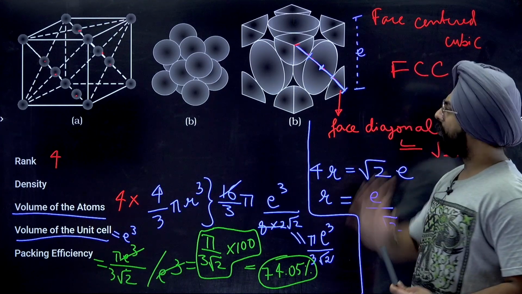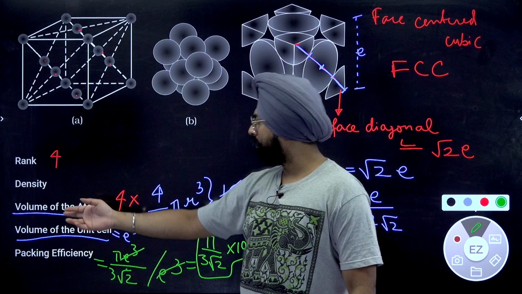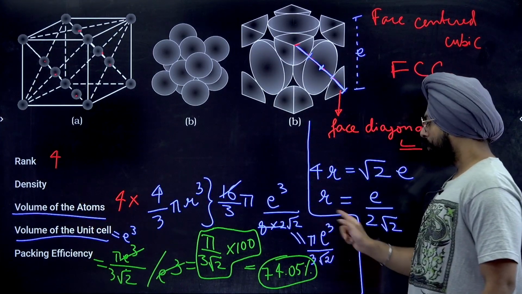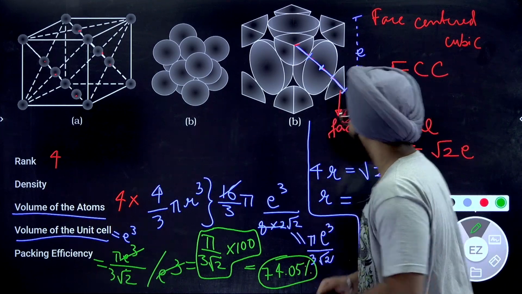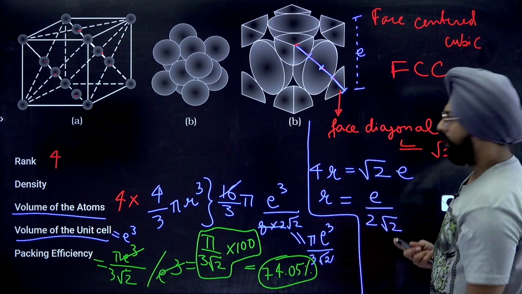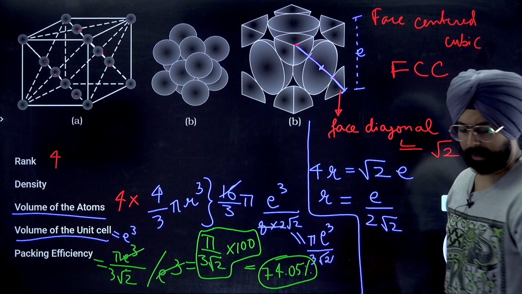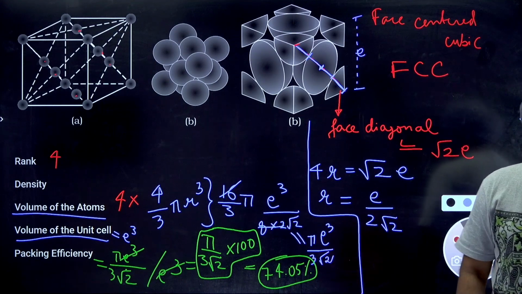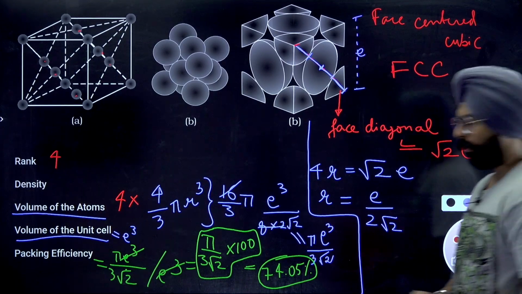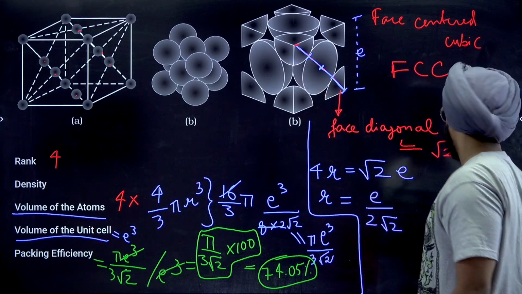FCC, face-centered cubic, analysis is done. Rank is 4, density we can always calculate, mass per unit volume. Volume of the atoms is equal to pi E cube by 3 root 2. You don't need to remember this, you can always derive it if you want. Very simple. And volume of the unit cell we know. So when we divide these two volumes, we get the packing efficiency. Please try to remember the number 74% packing efficiency for FCC. That number is important for us.